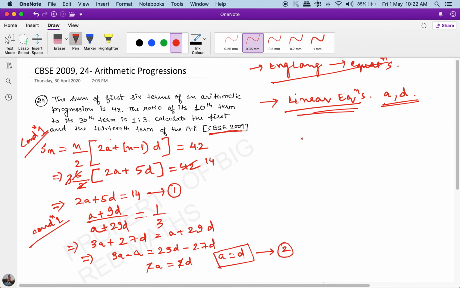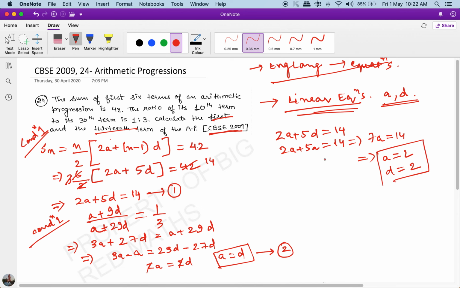Now I have to solve equations 1 and 2, get the value of a and d, and then find the first and the 13th term of the AP. So I know from equation 1 that 2a plus 5d is equal to 14, right? And a is equal to d. So let me replace d with a. So I get 2a plus 5a is equal to 14, which implies 7a is equal to 14, which implies a is equal to 2. And if a is equal to 2, I know a is equal to d, which is equal to 2. Okay. So I've got the value of A and I've got the value of D, and now the question should be easy.